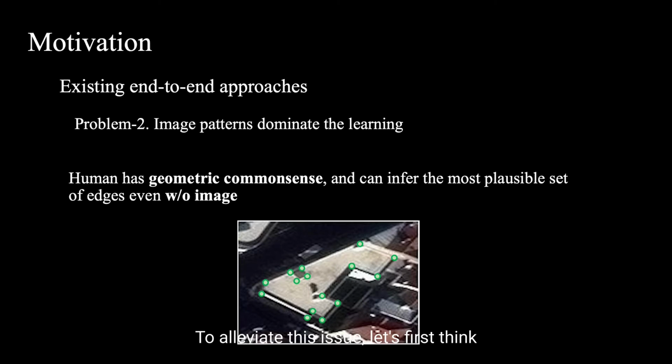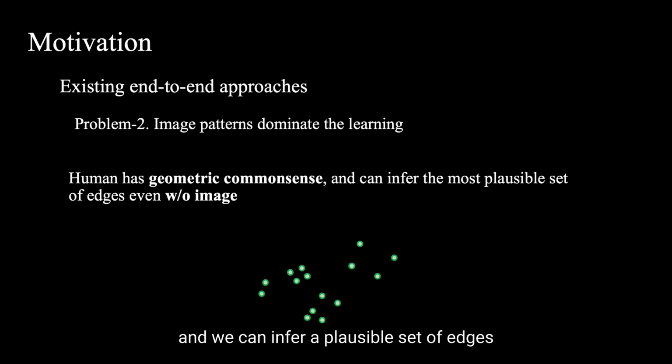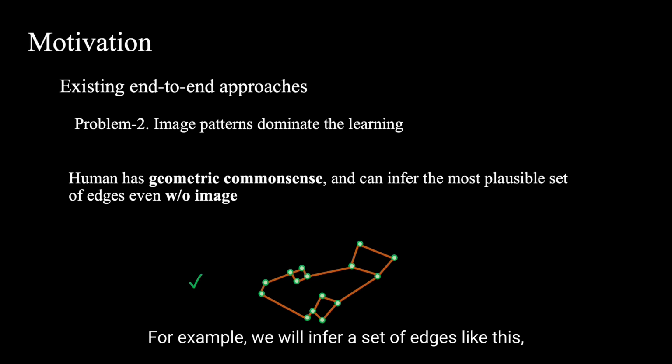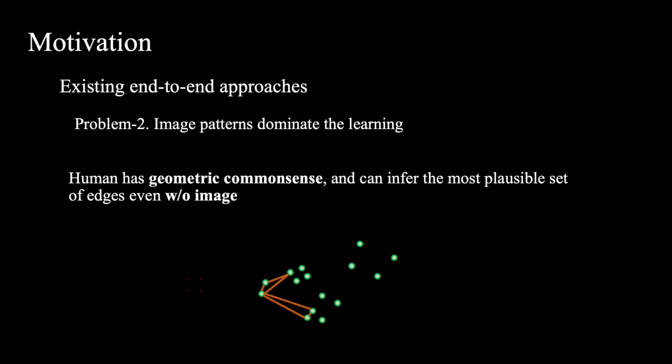To alleviate this issue, let's first think about how humans can do structural reconstruction. Actually, humans share geometric common sense over man-made structures, and we can infer a plausible set of edges from corners, even without looking at the image. We know which kind of substructures are common in building architectures. For example, we'll infer a set of edges like this. Although the results might not align with the real image, we know which kind of structures are impossible in the real world, and we never draw this.